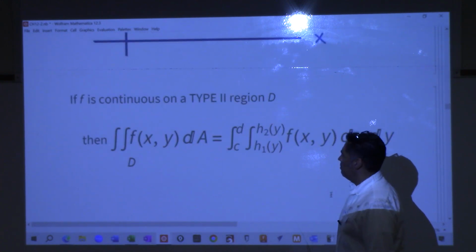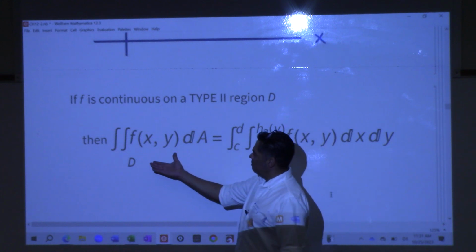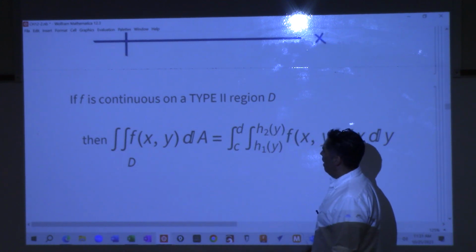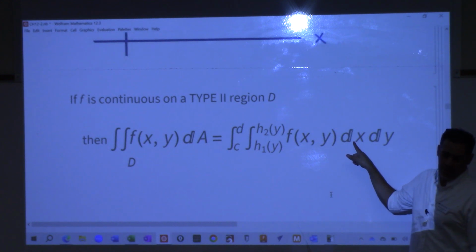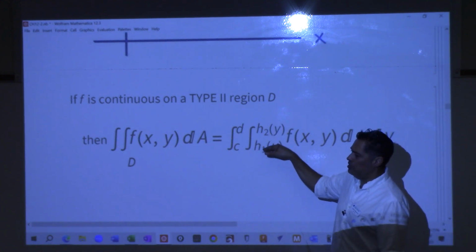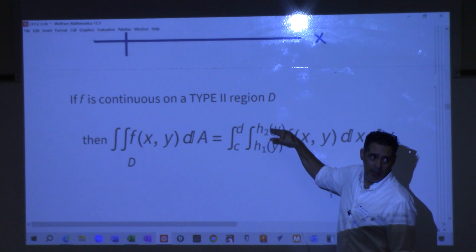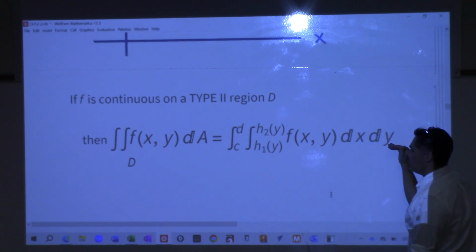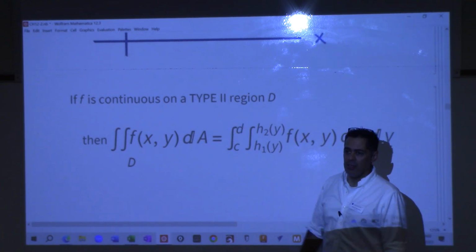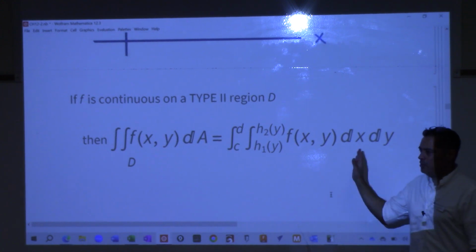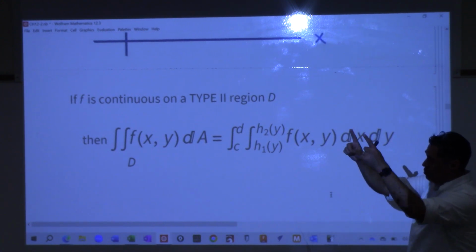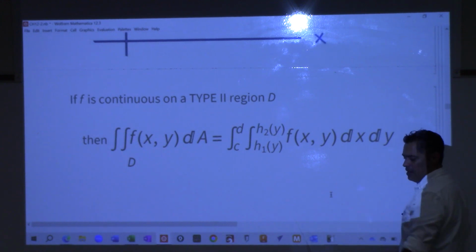Well, what changes? We're still trying to find the volume, right? It still means the volume. Now you reverse it, right? Now you have to go with respect to x first, and your limits of integration are going to have functions of y on them, and then you do with respect to y, and those are going to have constants. You are not free to switch those. You have to do it in this order. When it's type 1, you have to do it in the order we did before. When it's type 2, you have to do it in this order.